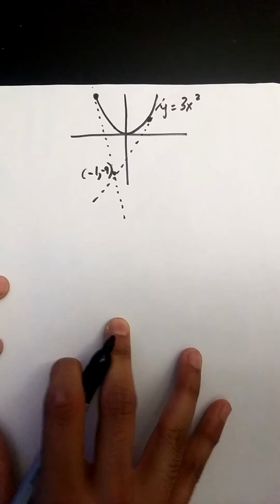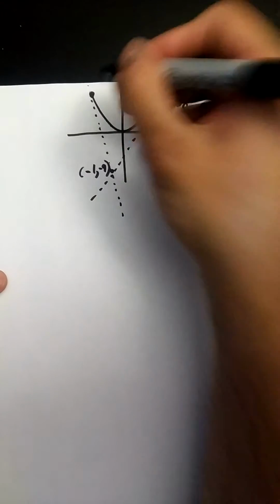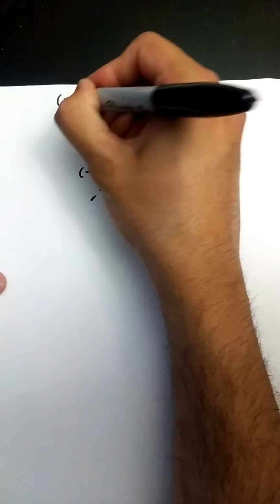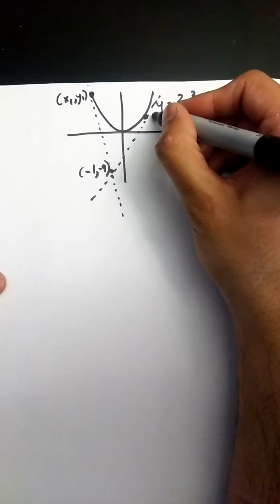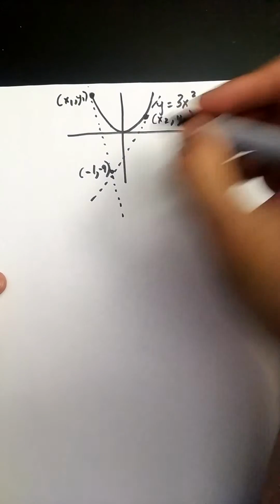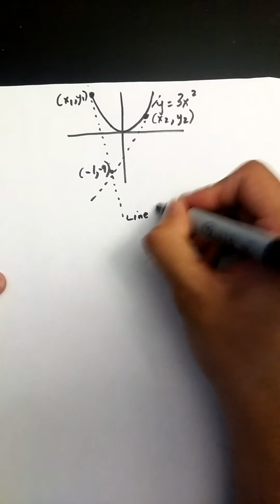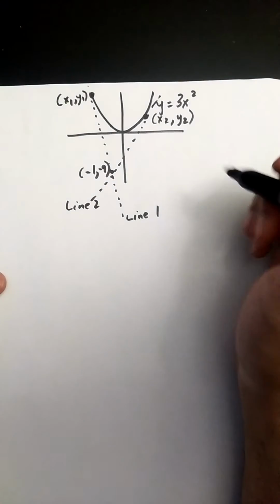Okay, so now that I have my graph, I don't really need the question anymore. I can work from this graph. What I'm going to start doing is I'm going to call this point right here point number 1, so that's x1, y1. And this point right here is my x2, y2. So basically this is my line 1, and this is my line 2.